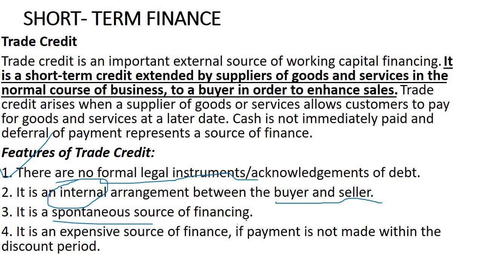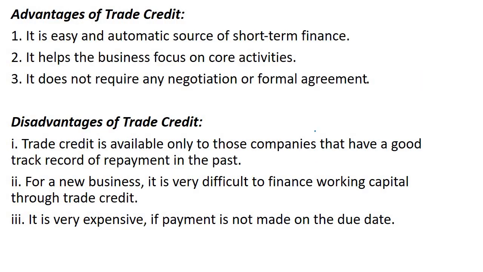If you do not make the payment in the specific period that has been agreed between you and the supplier, then you have to pay the interest also. And also you lose a good supplier. That's why it is an expensive source of finance. Advantages of trade credit: it is an easy and automatic source of short-term finance. You just have to make your supplier ready for giving you trade credit. It helps the business focus on core activities. By not paying the suppliers, we are using that money to focus on our core activities.